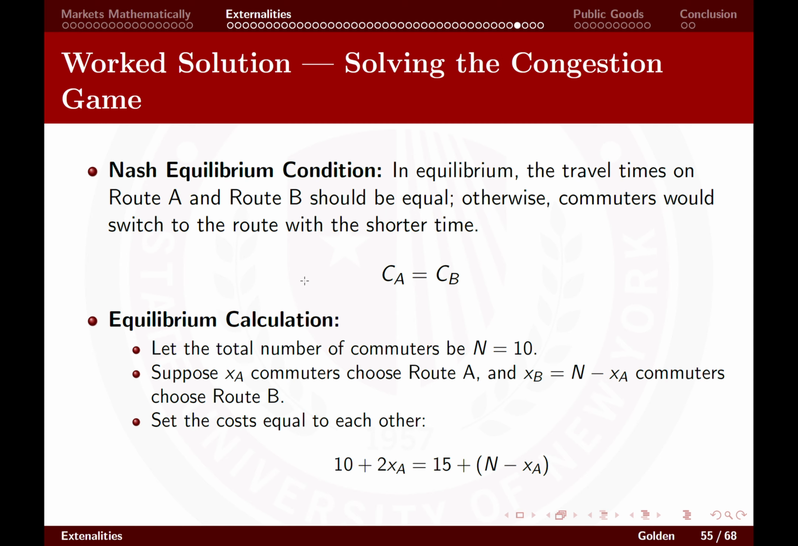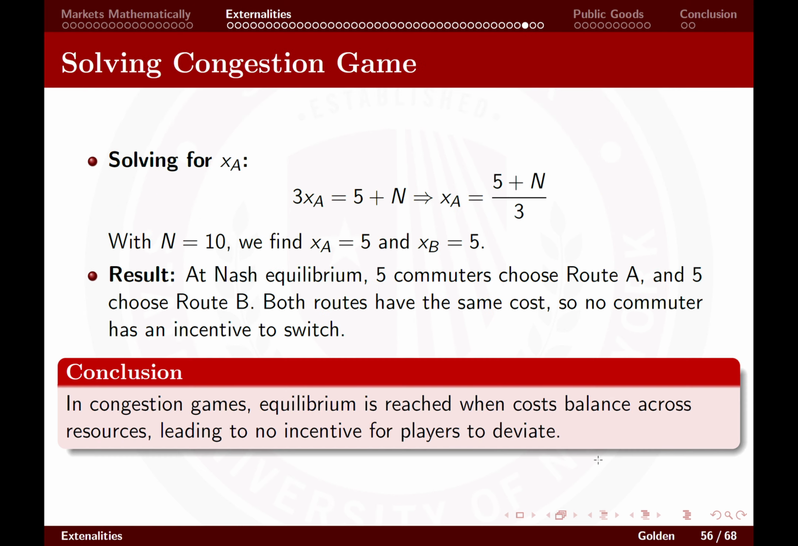So equilibrium calculation: let the total number of commuters be n equals 10. Suppose XA commuters choose route A, and XB equals n minus XA commuters choose route B. So you set the costs equal to each other. You set 10 plus 2XA equals 15 plus n minus XA, and then you solve for XA. So 3XA equals 5 plus n, XA equals (5 plus n) divided by 3. And then n equals 10, and we find XA equals 5, XB equals 5.